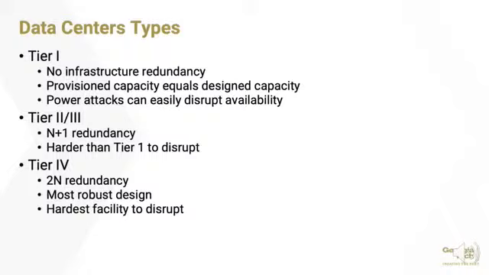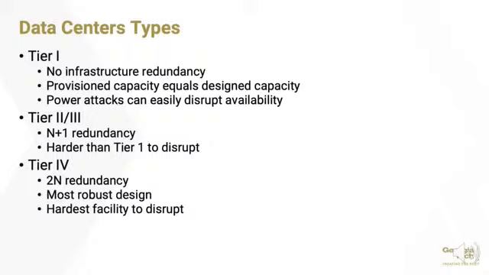The types of data centers discussed in this paper are Tier 1, Tier 2, Tier 3, and Tier 4 data centers. Tier 1 data centers have no power redundancy, and their power is provisioned to equal their total power capacity. So if any of the power units fail, availability is disrupted and there will be an outage in this data center.